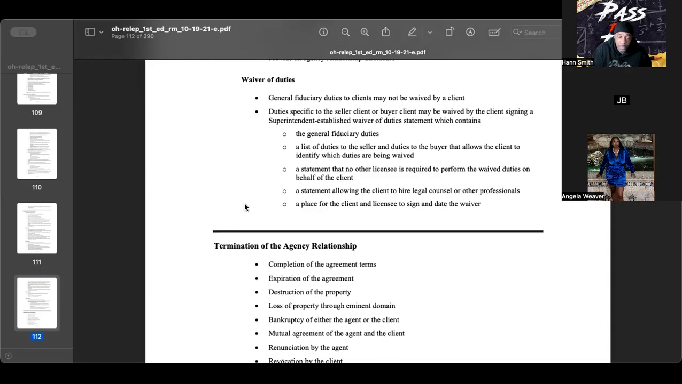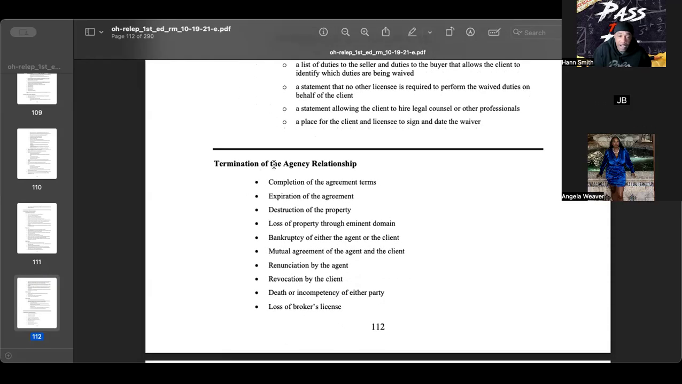This is probably not going to be on the test, but for termination of agency relationships, know how you can terminate agency relationships. Obviously, the completion of the agreement terms. The buyers perform their duties of the contract. The sellers perform their duties of the contract. There's nothing else to perform. The deal is over. Agency is ended.